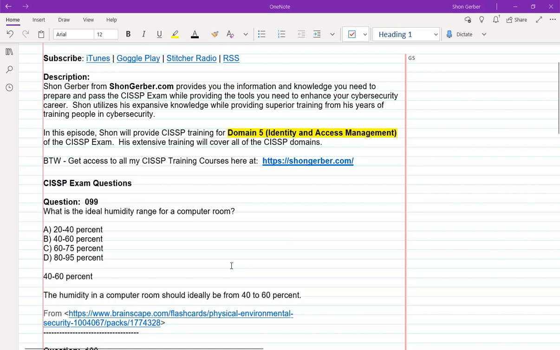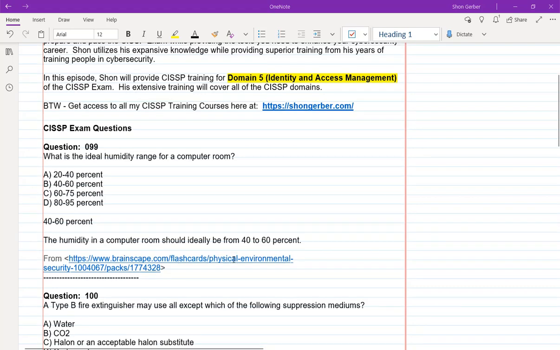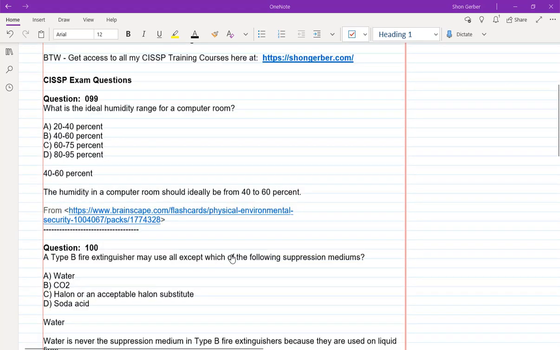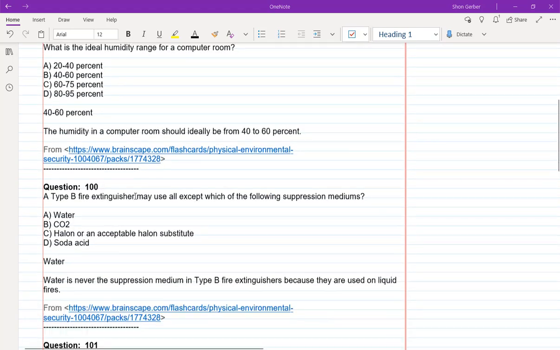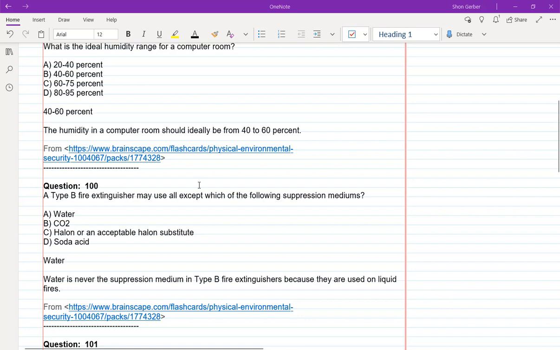A is 20 to 40%. B is 40 to 60%. C is 60 to 75%. And D is 80 to 95%. All right, the ideal amount is B, 40 to 60%. You can get these questions off of SeanGerber.com. You can also go to Brainscape, and I have the link in the show notes to go get those questions.